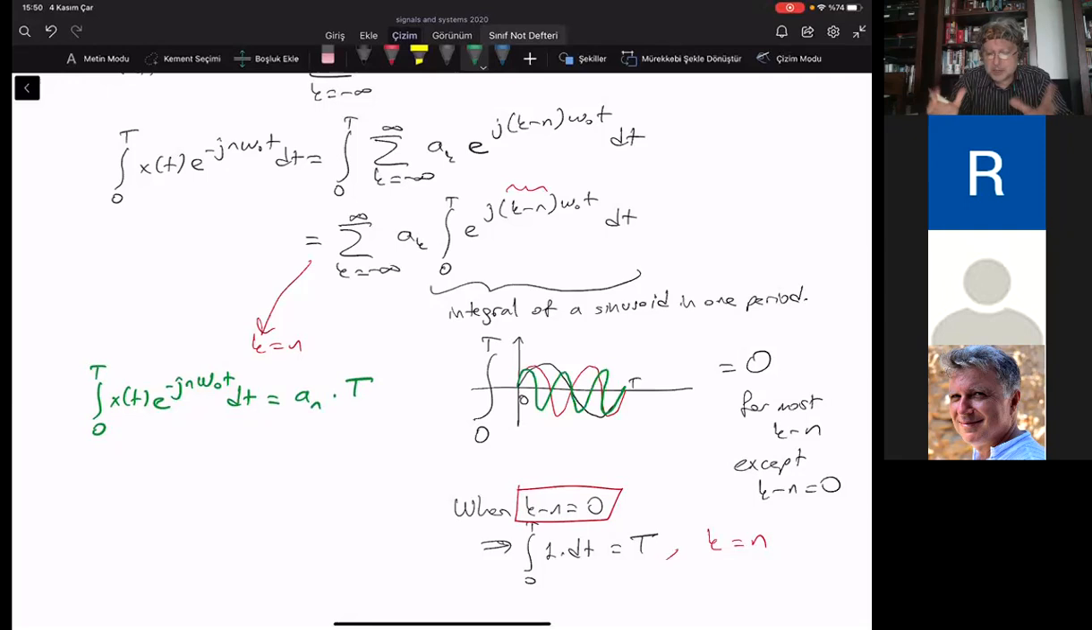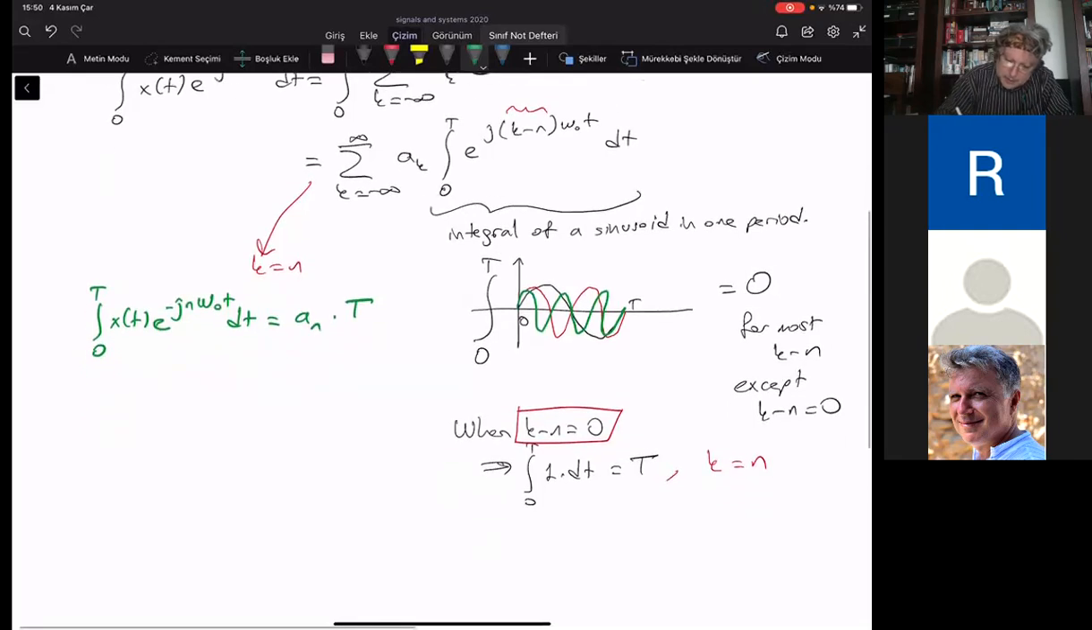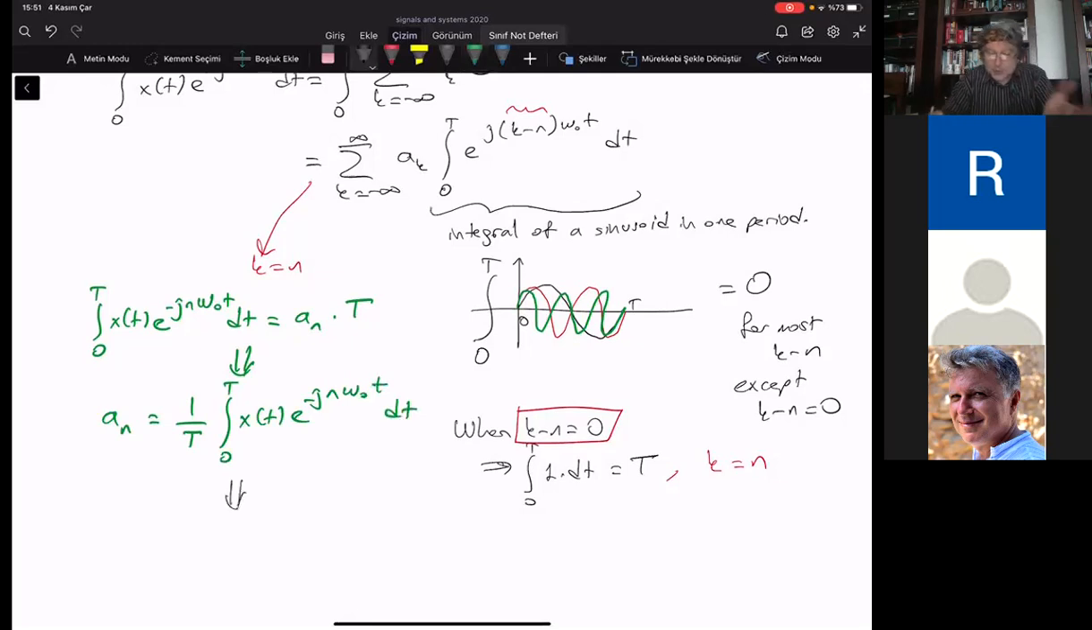So the infinite summation disappears into one value when k is equal to n. And from here, it gives me a_n is equal to 1 over capital T, integral from 0 to capital T, or it may be a shifted version of that integral's limits, x of t e to the minus j n omega 0 t dt. Now, finally, of course, this is the formula.